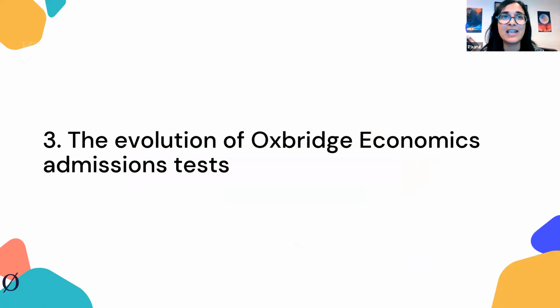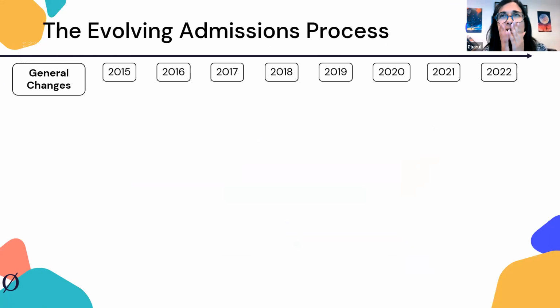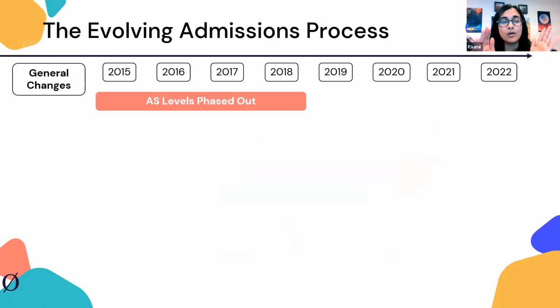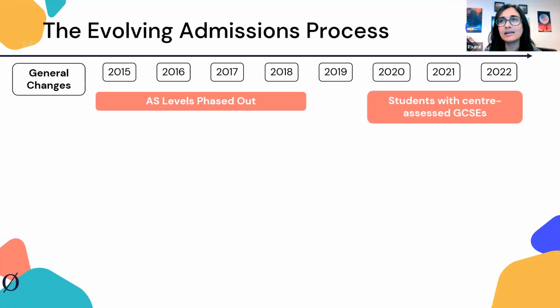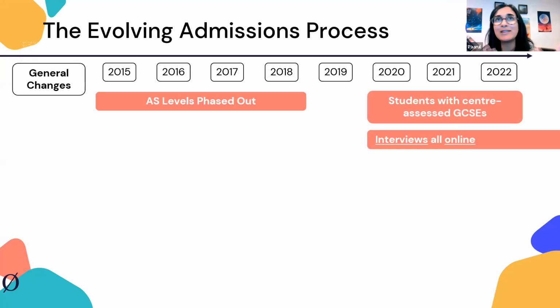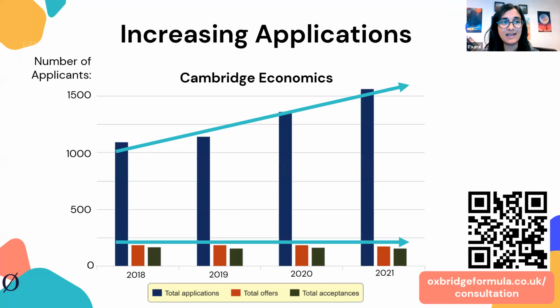Right, the evolution of the Oxbridge economics admissions tests. Okay, so AS levels, you can still do AS exams, but for the most part, AS levels were phased out between 2015 and 2018. And over the last few years, several students had centre-assessed GCSE grades because of the pandemic, etc., which meant that the interviews moved to an online process. Whether that's going to continue or not, we're not sure. But even if things go back to being in person, there is still a sense that interviews might remain online. Now, we've already discussed that Cambridge has had a huge increase in applications over the last few years.